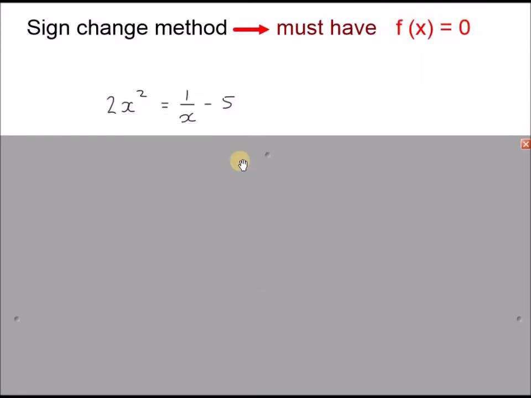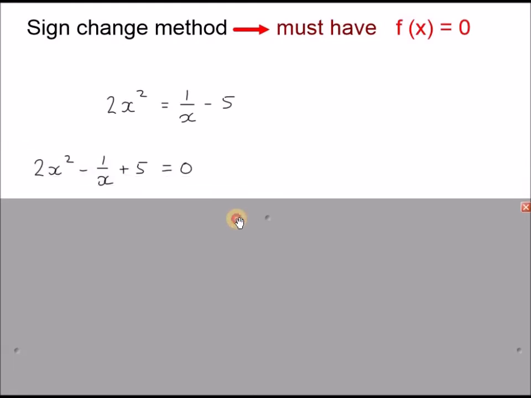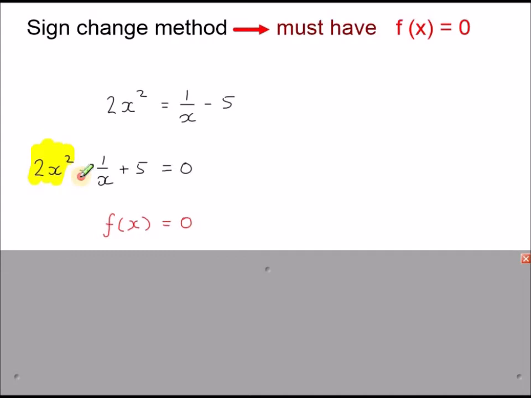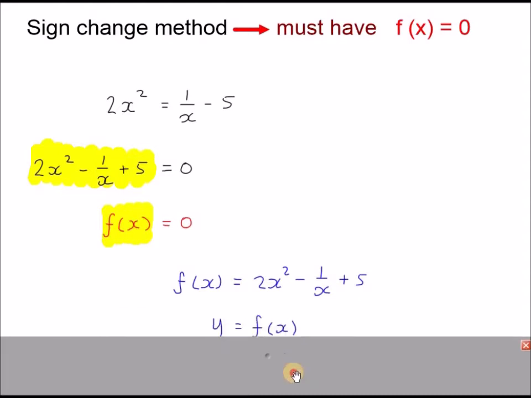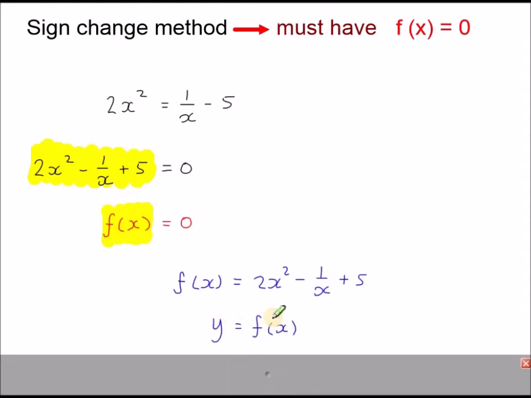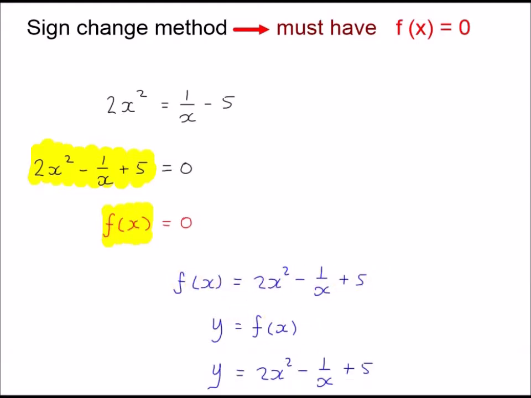So here's the original equation. We take everything to one side, so the whole thing is equal to 0, which means this represents f of x, like so. So we can say that y is equal to f of x. So if we were going to sketch this particular graph, y equals f of x, or we could say y equals 2x squared minus 1 over x plus 5.